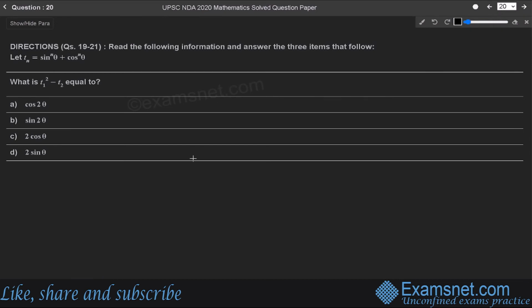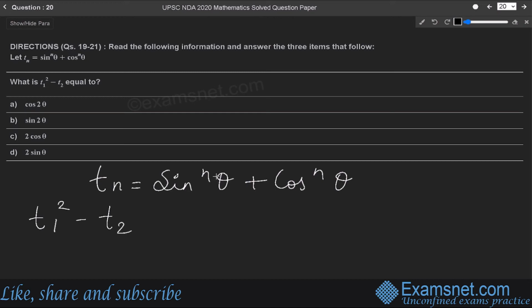Now let us look at the second part of this question. In this part we have to find the value of T1 square minus T2. Again let us write that Tn is equal to sin n theta plus cos n theta. Now can you tell me what will be the value for T1 square minus T2?